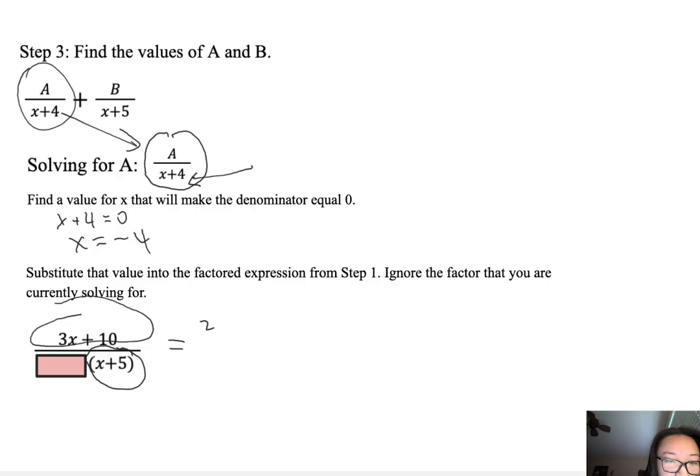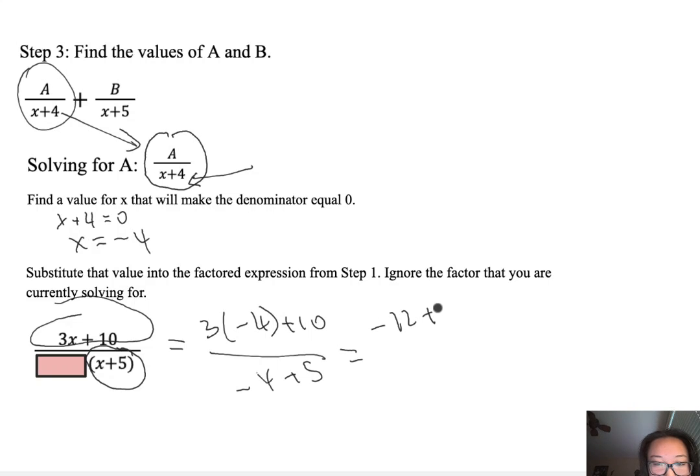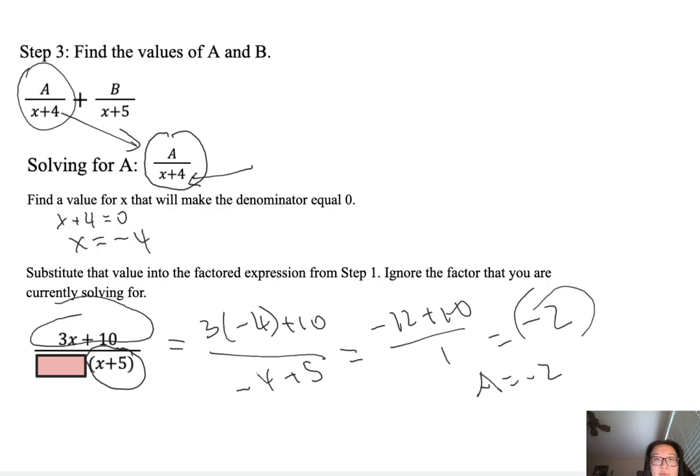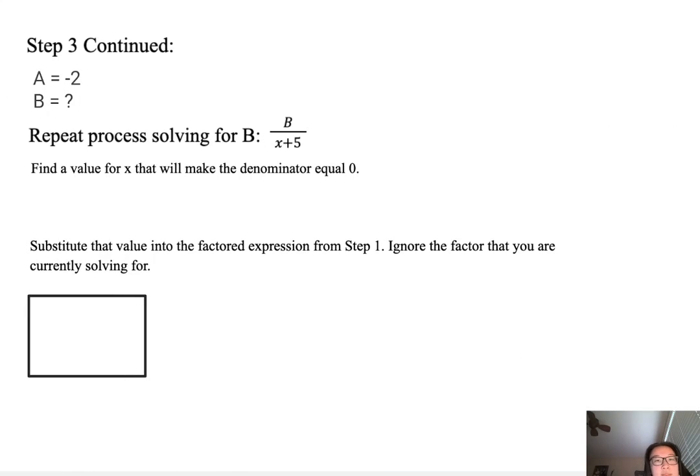So 3 times negative 4 plus 10 over negative 4 plus 5. Then we'll get negative 12 plus 10 over 1, which is just negative 2. And that is going to be our value for A. A equals negative 2. We repeat this process for B as well. Instead of looking at A over x plus 4, we're going to look at B over x plus 5, and this is going to be our partial fraction that we're going to use.